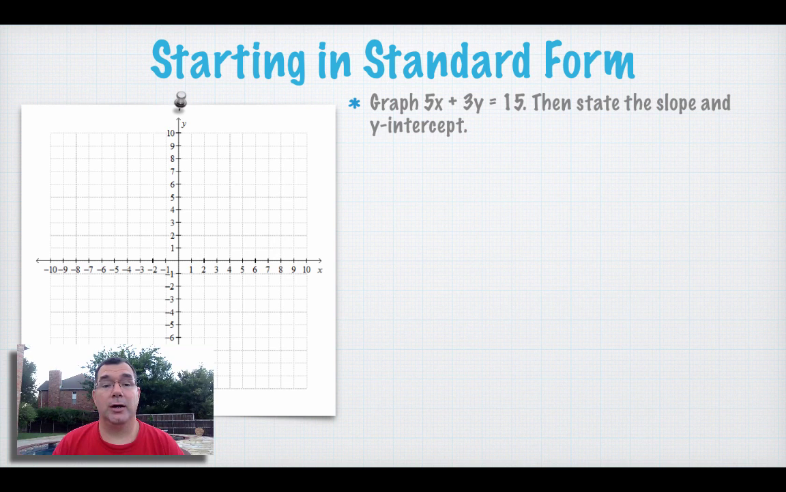Now, if I am starting in standard form, we've talked about standard form when we began an earlier chapter, and I had the hands covering up the terms. Well, it's kind of the same thing here. I'm going to try and graph this by covering up parts of the equation and figuring out where the intercepts are. So I'm going to find those intercepts.